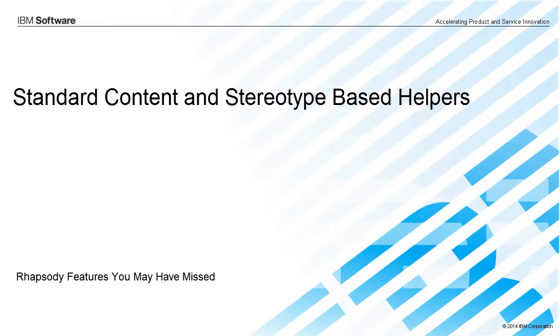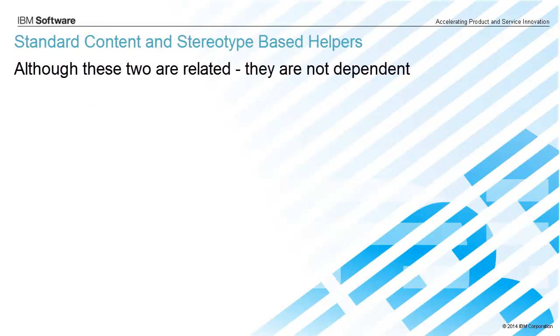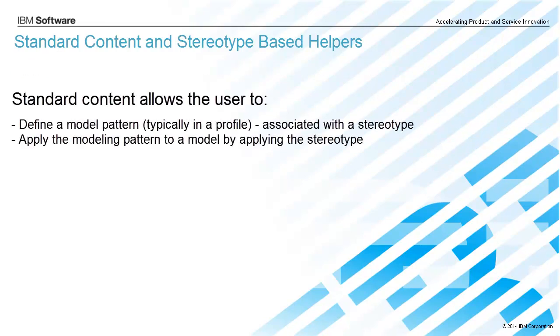Today, we'll be talking about standard content and stereotype-based helpers. These two capabilities are kind of related, but they don't depend on each other. You can use standard content without stereotype-based helpers, and you can use stereotype-based helpers without standard content.